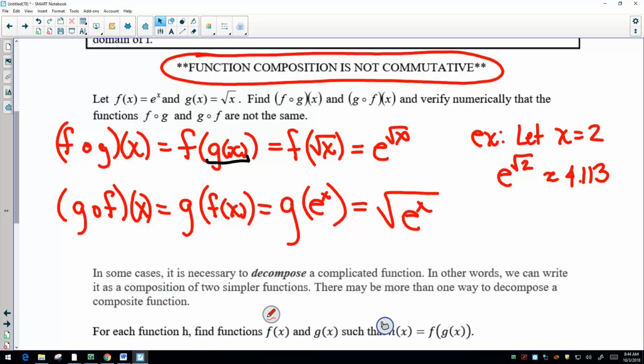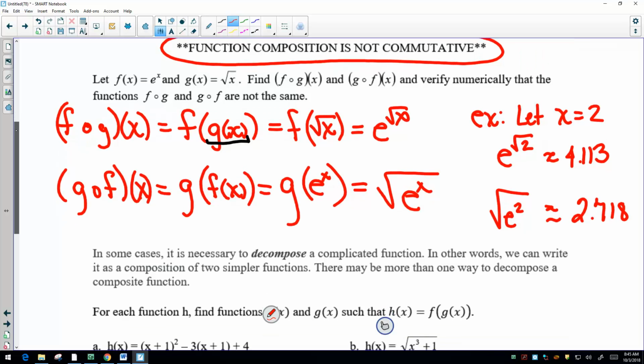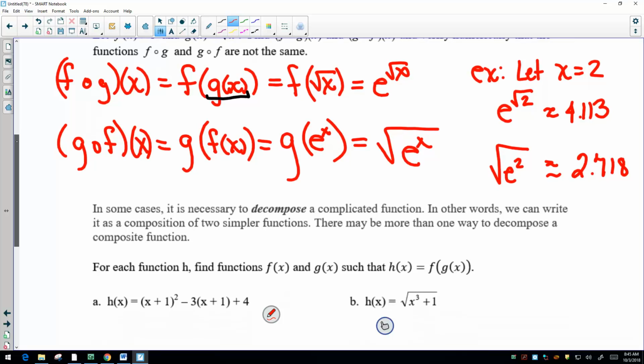And if we did the same thing for our g of f of x, we have the square root of e to the 2. And again, that's going to be approximately 2.718. They're not the same. They are not equal. So that's trying to show you there that the composition is not commutative. You want to be careful with the order that you do things in, otherwise you're going to get different results.